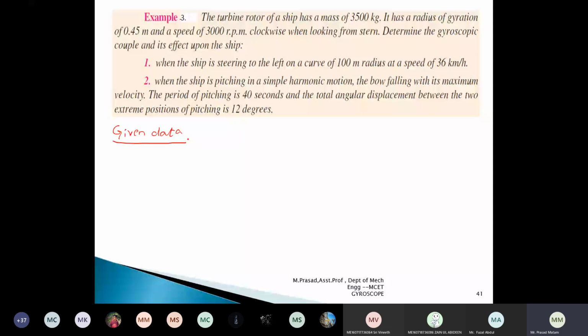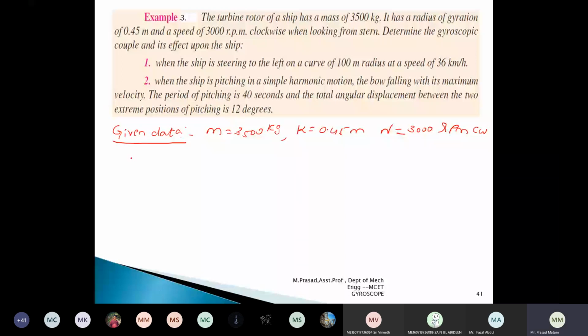What they have given? Mass of the ship, M is equals to 3500 kg. Radius of gyration K, whose value is 0.45 meter. Speed of the rotor N is equals to 3000 rpm. So it is rotating in clockwise motion, when looking from the stern. Determine the gyroscopic effect in the following two cases. Let me solve for case 1. So this is the given data.